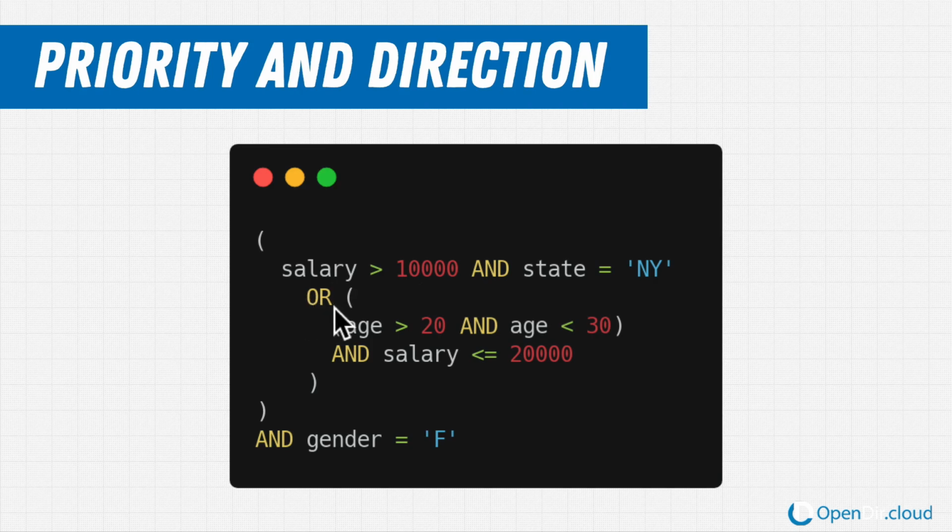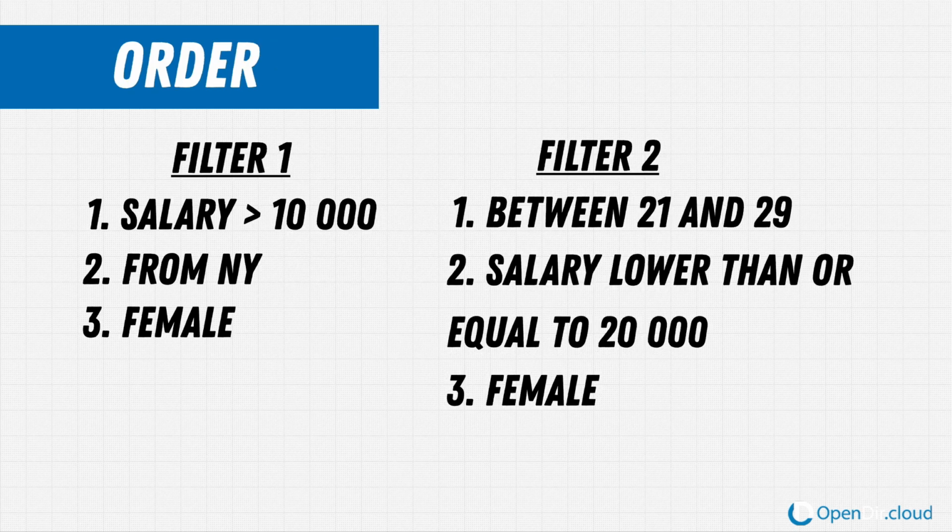But we can still break on that or. But we have to look and take into account the highest level next logical operator, which is the AND, that is filtering on both result sets of whatever comes out of here. So, to summarize again, what we're saying here is we're filtering out everyone with a salary over 10,000 from New York, that is female, or anyone between the ages of 21 and 29 with a salary lower than or equal to 20,000, that is also female.